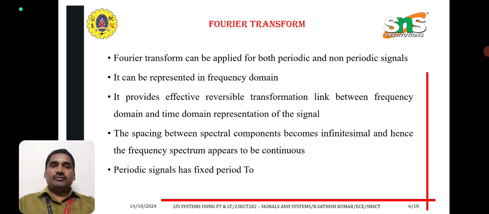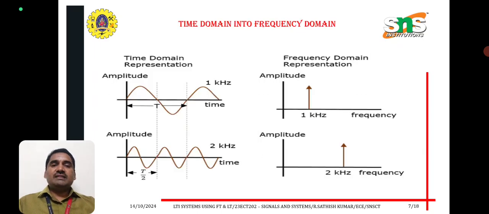Fourier transform. The Fourier transform can be applied to both periodic and non-periodic signals. It can be represented in the frequency domain. It provides an effective reversible transformation link between the frequency domain and time domain representation of the signal. The spacing between spectral components becomes infinitesimal and hence the frequency spectrum appears to be continuous. A periodic signal has a fixed time period of T0. This is the time domain to frequency domain representation.